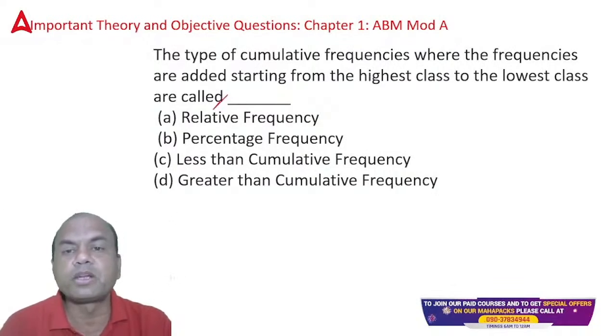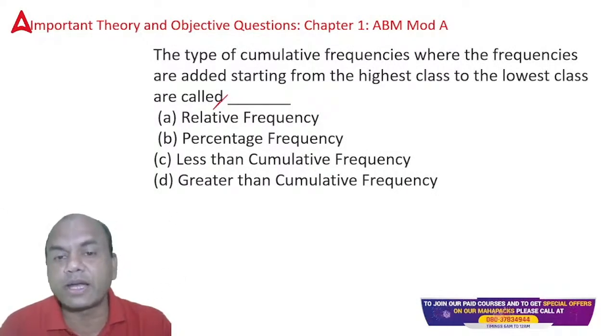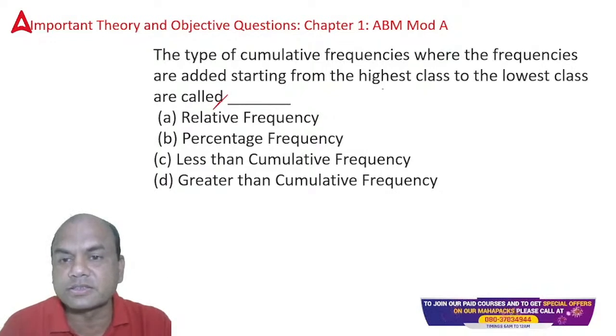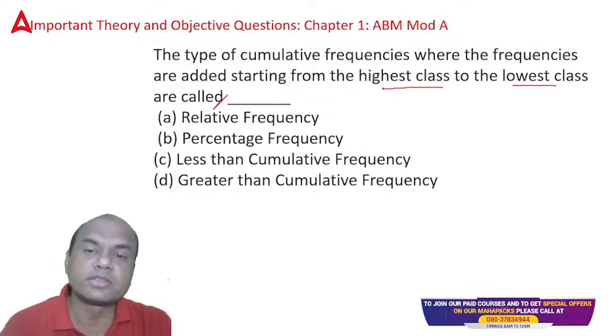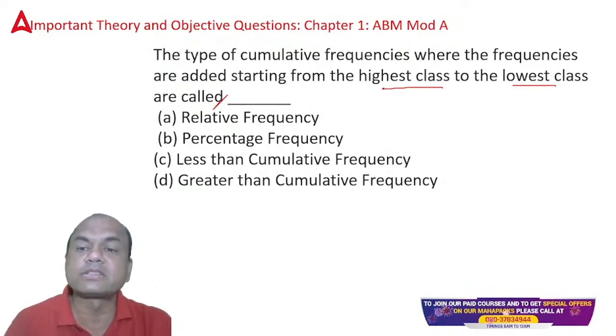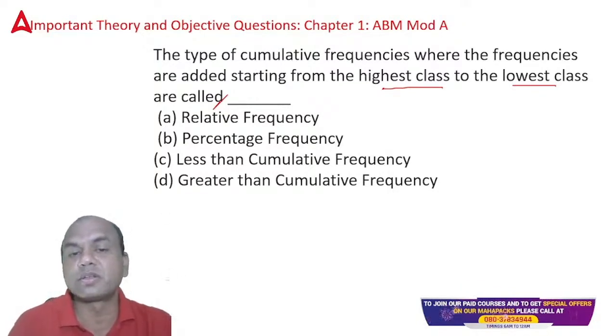Let's start with the first objective question. The type of cumulative frequency where the frequencies are added starting from the highest class to the lowest class is called as. Now look at this. Cumulative frequency starting from the highest to the lowest. Now what do you mean by this? Firstly, what is cumulative frequency? What is the meaning of the word cumulative?